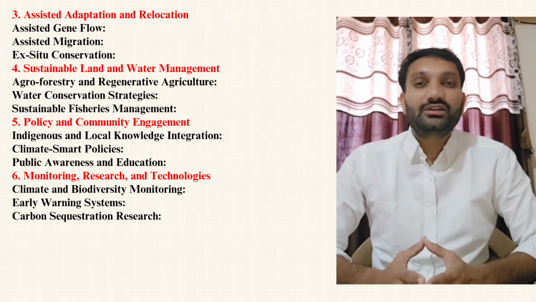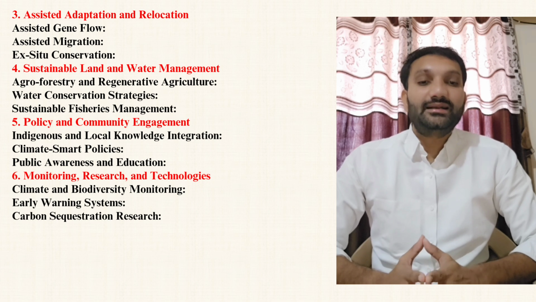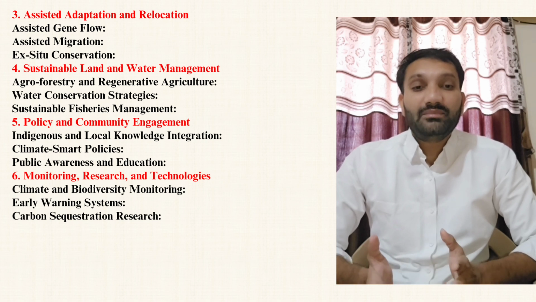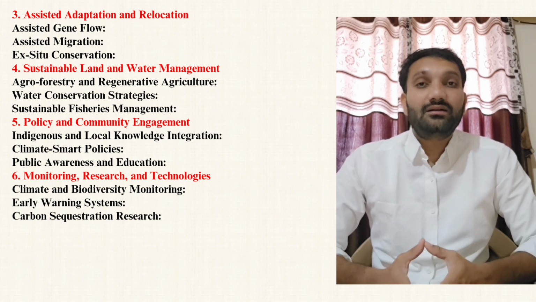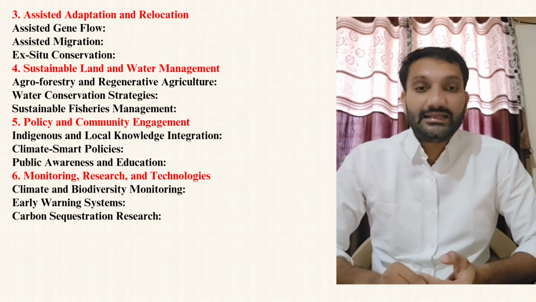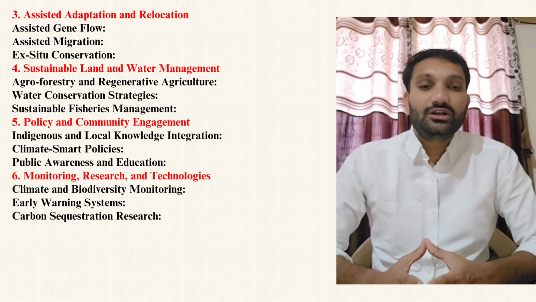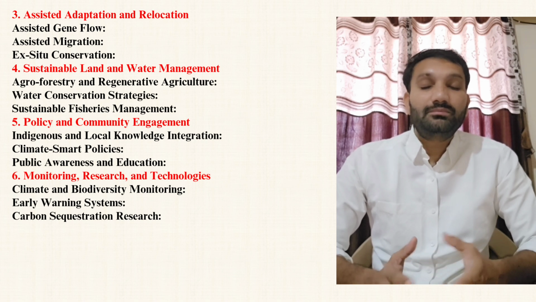Next, the monitoring and research and technology. Climate and biodiversity monitoring using satellite imaging, AI, and citizen science to track changes in species distribution and ecosystem health. So with the help of satellite imaging, we can see what percentage or how many organisms or plants are present in a particular area. Using artificial intelligence, the time required to calculate the effect of climate change on the biodiversity, or on the plants or animals that are distributed in that particular area.